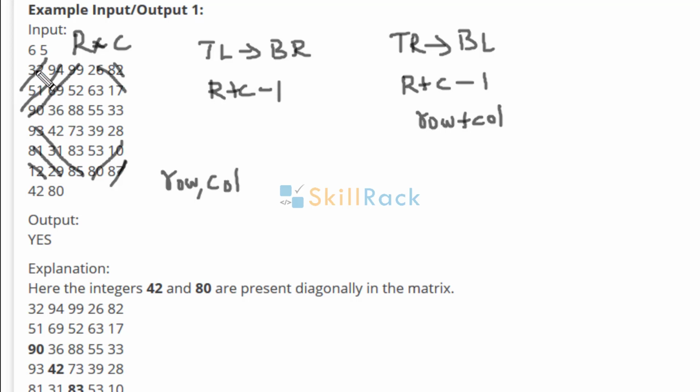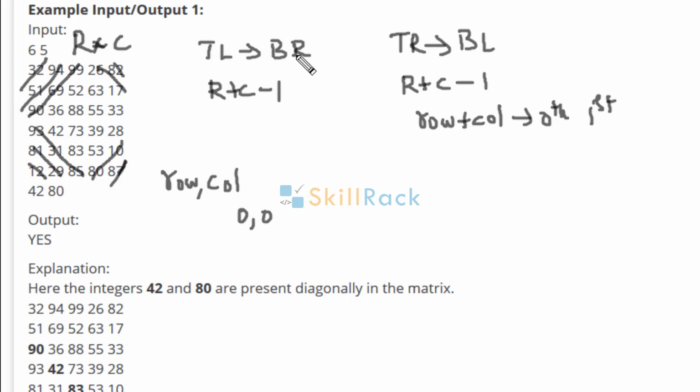Example, let's take the first element 32. So 32 row and col index is 0, 0. So it will belong to the 0th diagonal, that is 0th index diagonal, which is the first diagonal, because always index is 1 less than the position. Similarly, when you are coming to the 87th, the index values are 5, 4, which is 9, which means it is the 10th diagonal. Okay. So this is a formula to calculate for top right to bottom left.